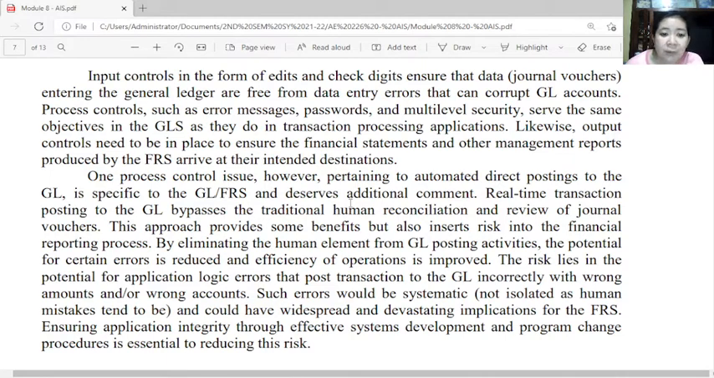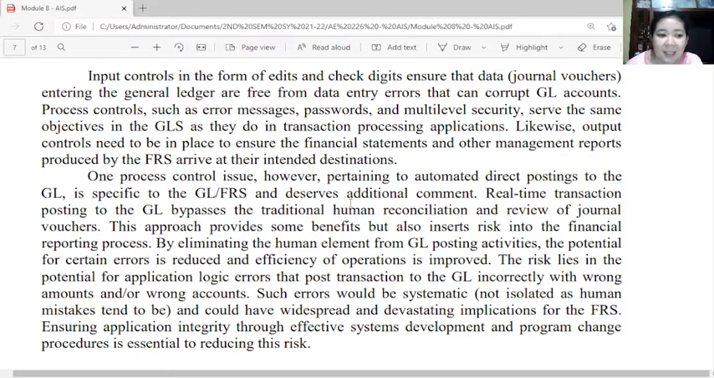So this approach provides some benefits but also inserts risk into the FS process. So by eliminating the human element in our general ledger posting activities, the potential errors will be reduced because this is standardized and the efficiency of operations will be improved. However, there are certain risks and the audit trail is not implemented. Okay, that is the setback.